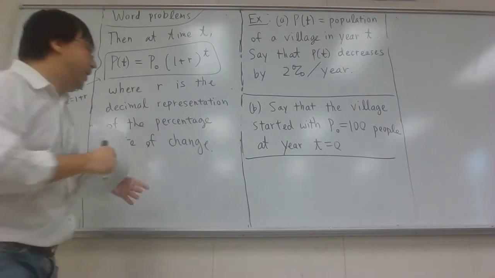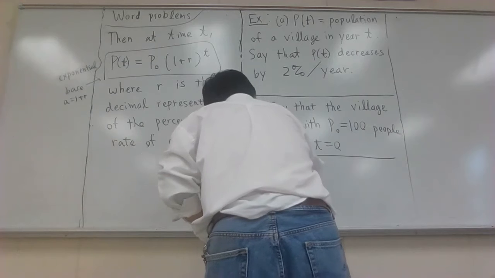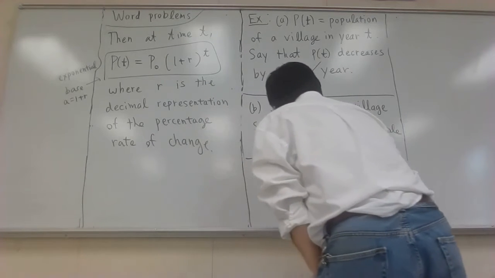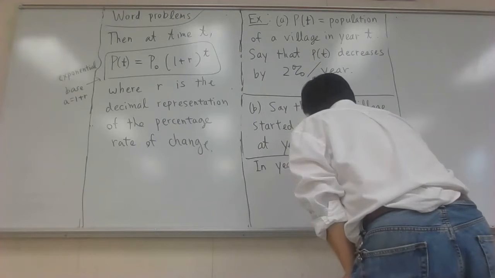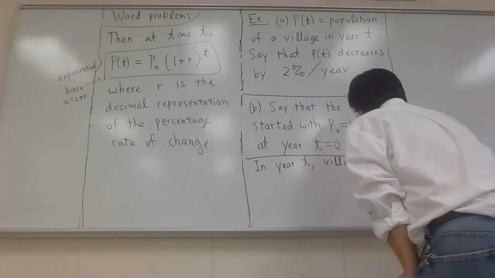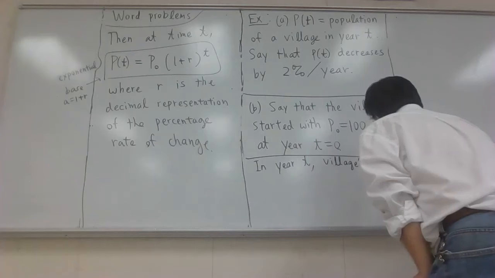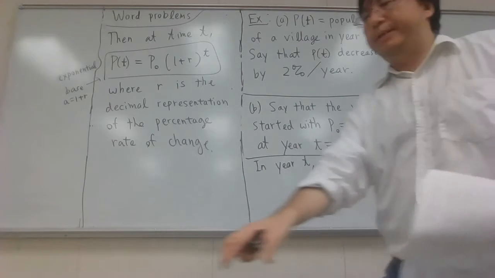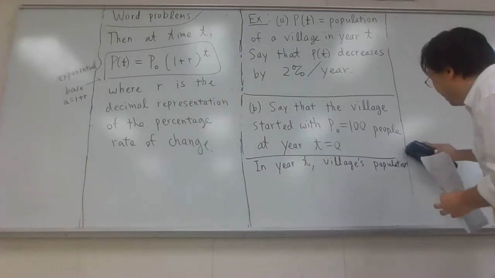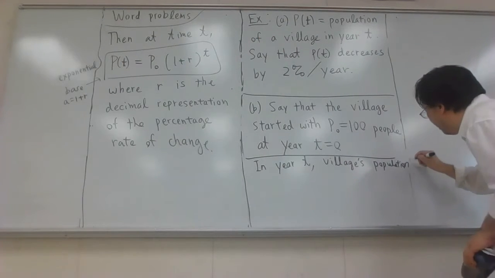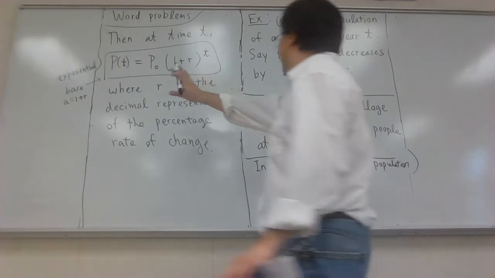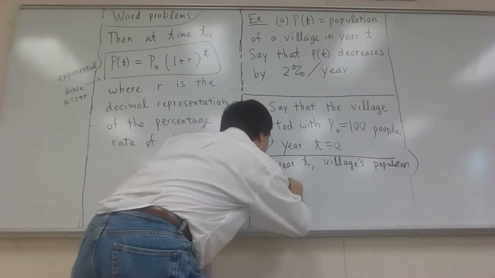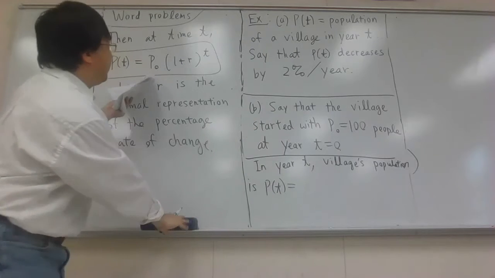It satisfies this formula. So in year t, the population of the village must satisfy this formula: P(t) equals P naught.